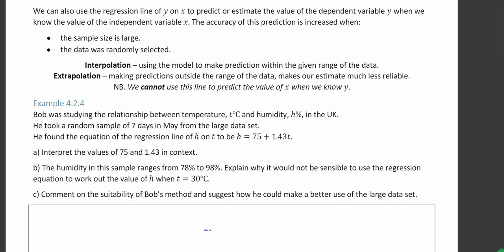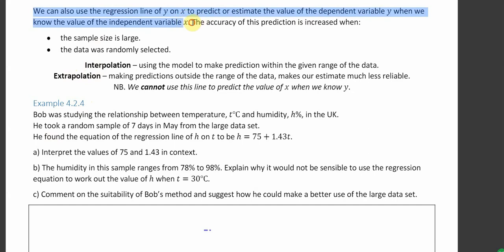In this video, we're going to look at an example where we use either interpolation or extrapolation. So before we come to those two words, let's just read this. We can also use a regression line of y on x to predict or estimate the value of the dependent variable, that's y, when we know the value of the independent variable, which is x.